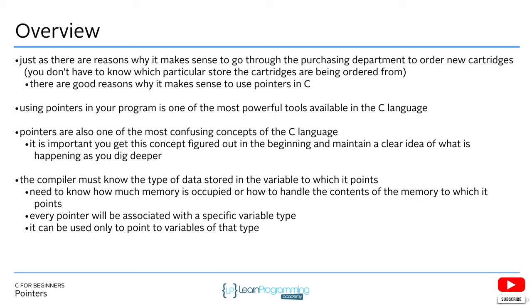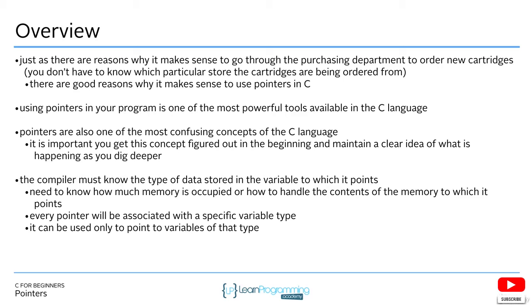The compiler has to know the type of data stored in the variable to which it points. So it's just like a regular variable, in that you have to specify the data type when you create the pointer. The reason the compiler needs to know this is the same reason as for variables. It needs to know how much data to allocate, even if you're pointing to some data. Every pointer is going to be associated with a specific variable type.